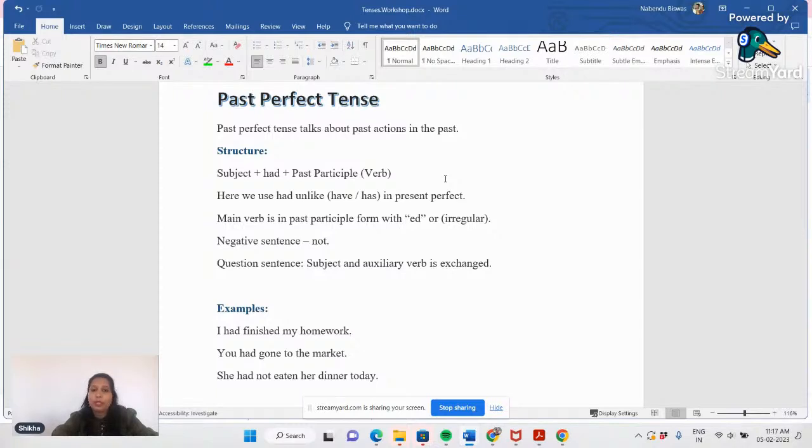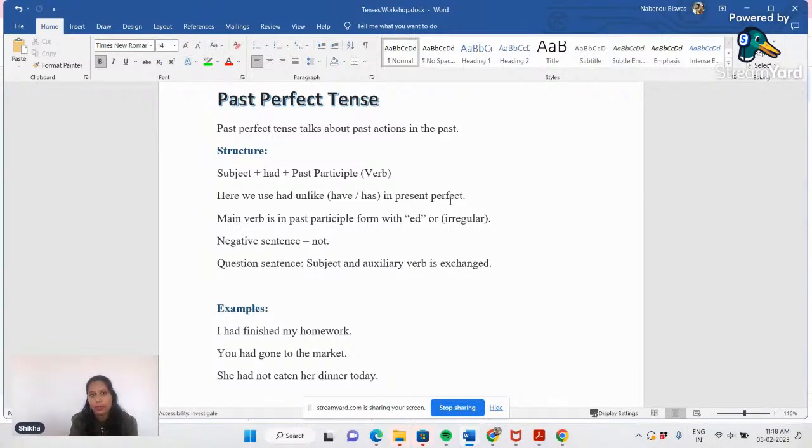In present perfect we use has or have, and in past perfect we use had plus V3 form of the verb. That is, past perfect tense talks about past actions in the past, meaning they are talking about past time, and in the past also the actions were already done. So subject plus had plus V3 form of the verb we will use here. Here we used had, unlike have or has in present perfect. So keep in mind that when you are framing your sentence under present perfect, you have to use has or have, and for past perfect you have to use had.